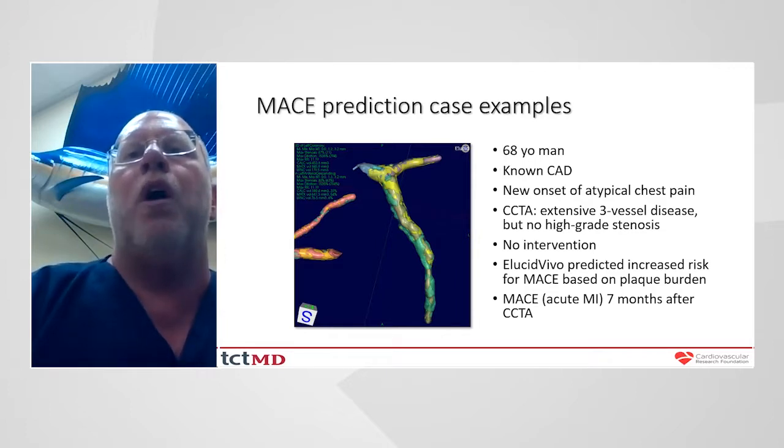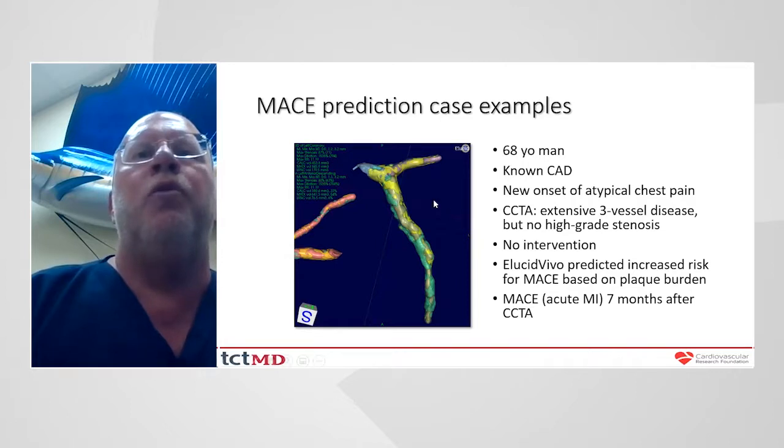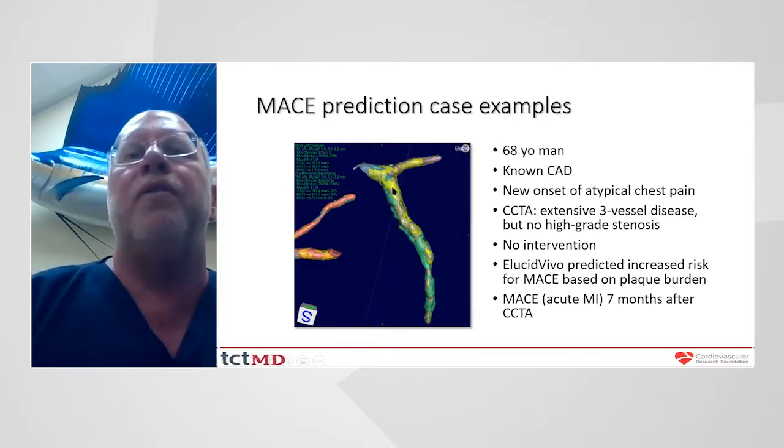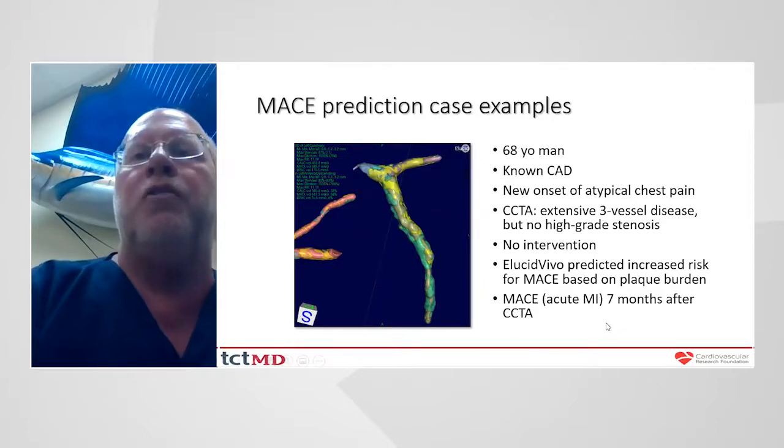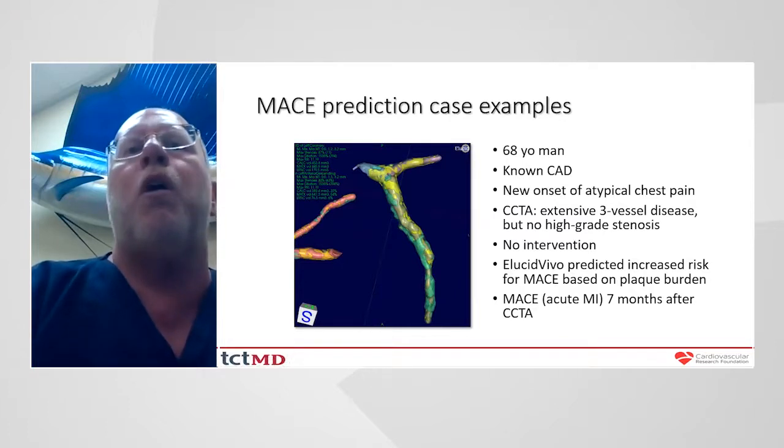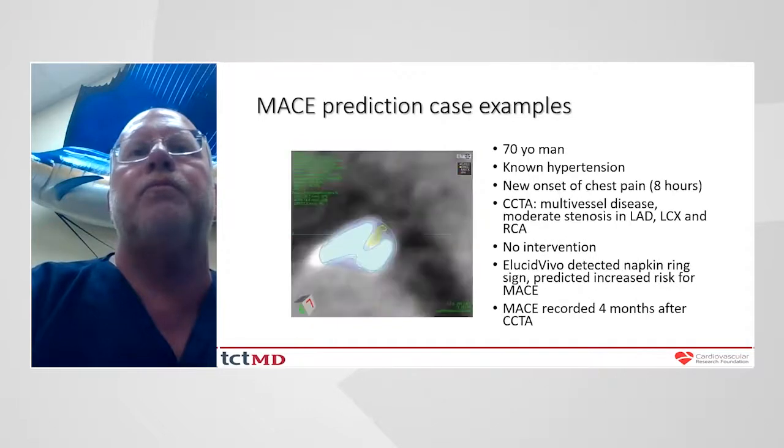No intervention was done. At the ElucidVivo output here, all these yellow areas indicate lipid-rich necrotic core areas. So these are high-risk markers. Based on that analysis, the patient was placed at high risk based on the software's output. And indeed, the patient developed, unfortunately, myocardial infarction 7 months after the coronary CT angiogram. So a true positive for the software.